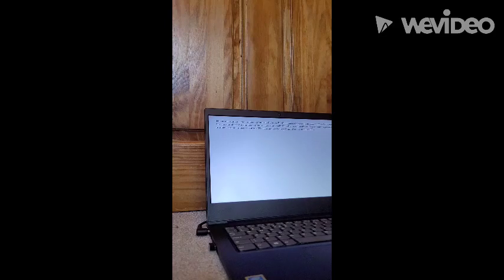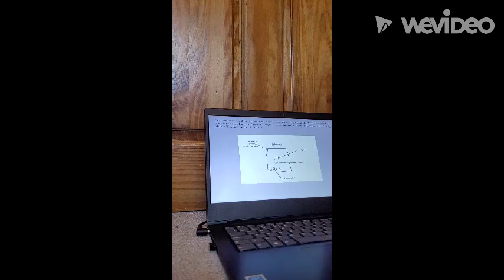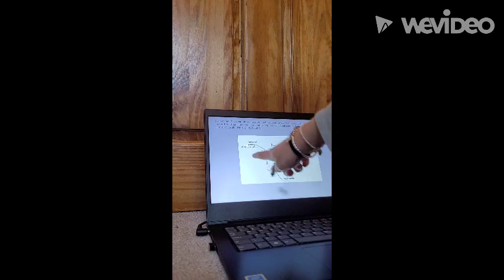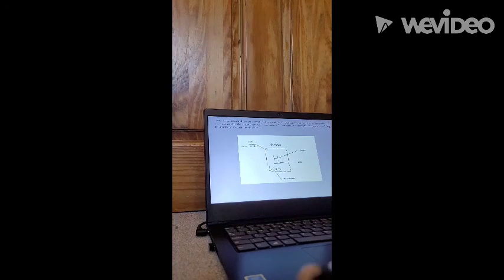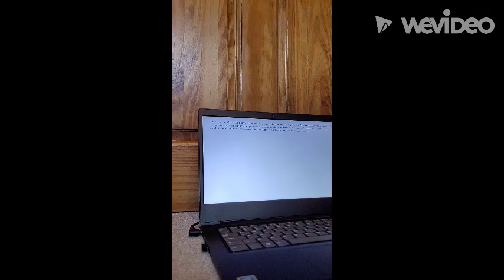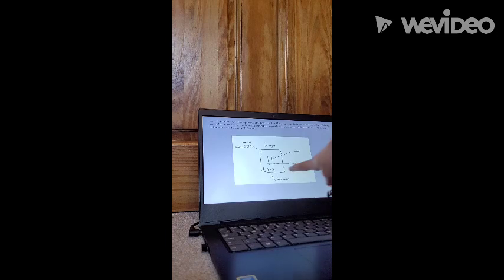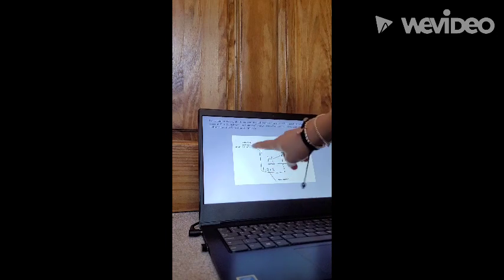Now the atomic number is the number of protons in the atom, but the number of protons is the same as the number of electrons. So for example here, there's 1 proton, but there's also one electron. Okay? The mass number is the number of protons and neutrons added together. So this number here is protons and neutrons added together.